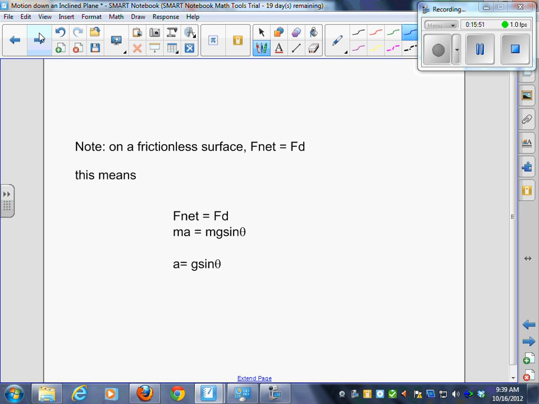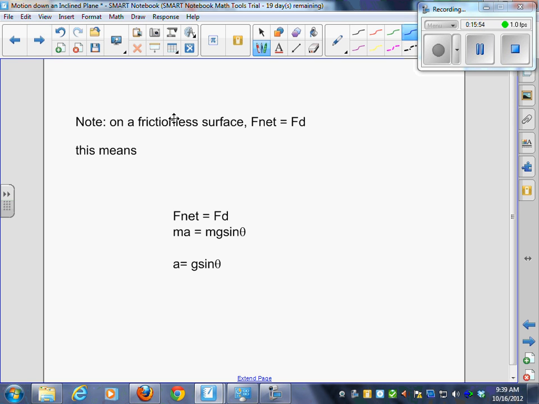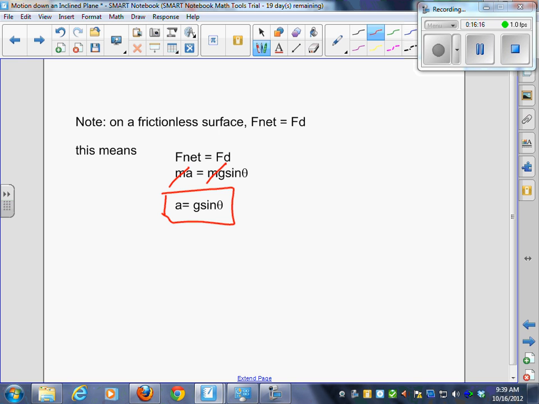Okay, so this is an important distinction as well. On a frictionless surface, because the net force is equal to ma, what this means is this, and just watch and I'll give you a chance to write it down. If the net force is equal to Fd, the net force is equal to ma, the Fd is equal to mg sine theta, and guess what happens? The masses cancel, and so, as a rule, acceleration down a ramp is equal to g sine theta. Only true, though, Calvin, when it's frictionless. Okay? So that will actually speed things up quite a bit for you.